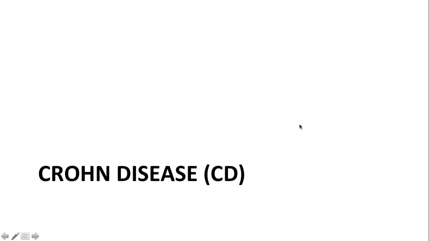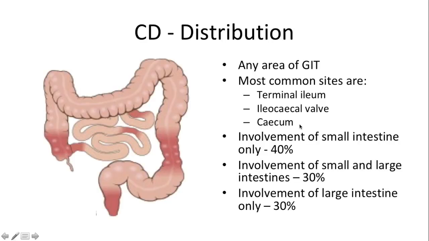All right, so a little bit on Crohn's disease. Crohn's disease can affect, as I mentioned earlier, any area of the GIT, but the most common sites are the terminal ileum, ileocecal valve, and the cecum. 40% of the cases involve only the small intestine, 30% involve both small and large intestines, and the remaining 30% involve only the large intestine.